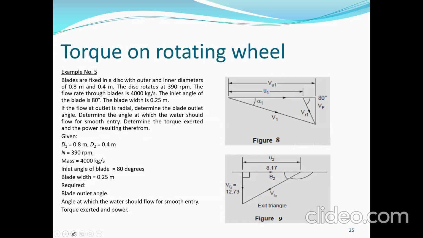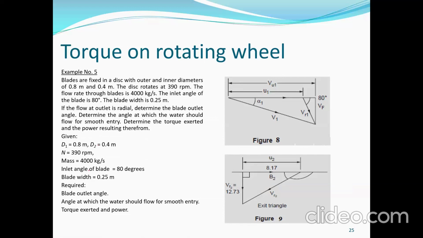Yung mga ano yan, mga beta. Pag blade, letter B, so beta yan. So alpha is absolute. Determine the angle at which the water should flow for smooth entry. Ang liquid dito is yung alpha 1. Determine the torque exerted and the power resulting therefrom.